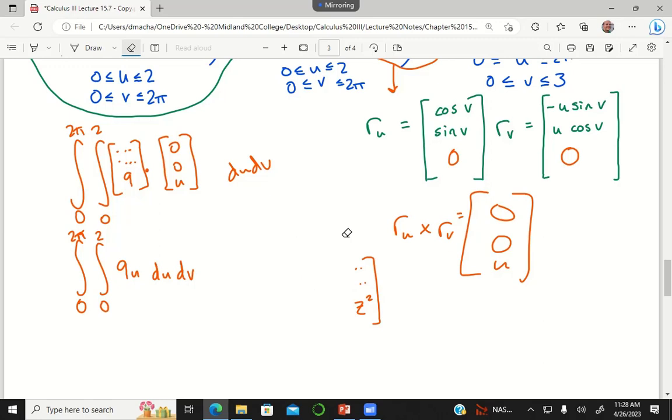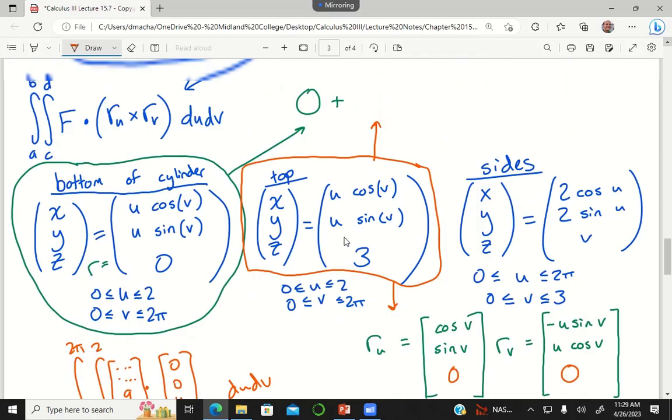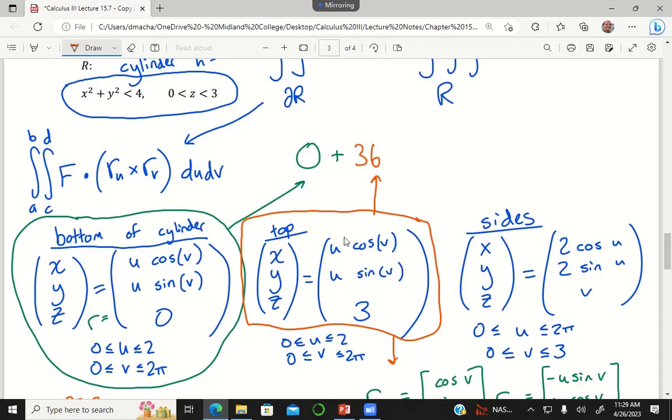So if we take the antiderivative with respect to u, this is going to be 9 halves u squared. If I plug in 0, it's 0. If I plug in 2, then that's 4. And then the antiderivative of 1 dv is just multiplying by 2 pi. So then the 2's would cancel, and this is 9 times 4 times pi. Okay, so 36 pi is the surface integral of the top of the cylinder.